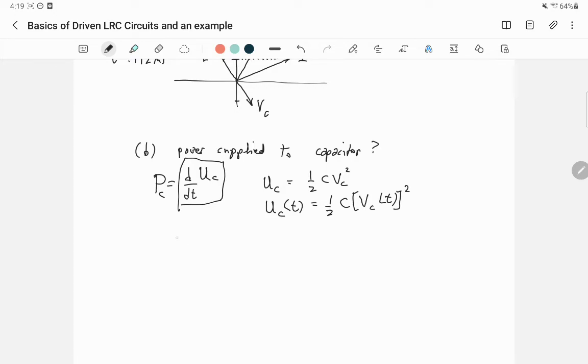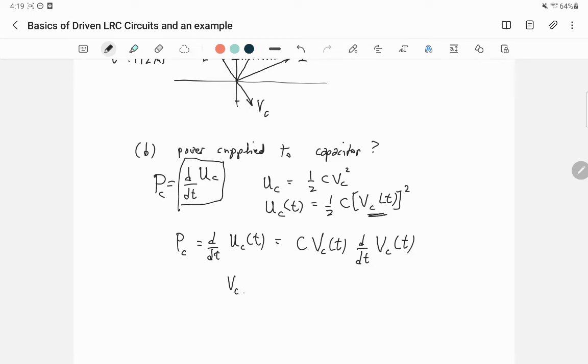I'd like you to see that the power for the capacitor is just d by dt of the energy stored in the capacitor. And the energy stored in the capacitor is in terms of the voltage across the capacitor, right? So if you take this time derivative, you'll get C times the voltage of the capacitor as a function of time multiplied by the time derivative of the voltage across the capacitor as a function of time. So before you go, you can calculate this, right?